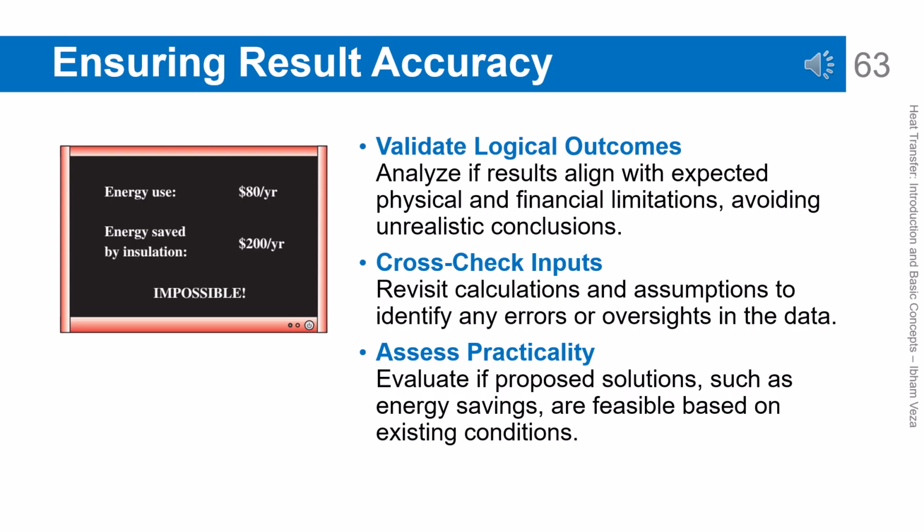Ensuring result accuracy. Calculation results must be checked for physical and economic reasonableness. Rechecking data, assumptions, and calculation steps is essential to avoid errors. Extremely unrealistic values often indicate conceptual or computational mistakes. Evaluating the plausibility of the results helps ensure that the solution can be applied in practice. This step is an important part of engineering ethics and professionalism.